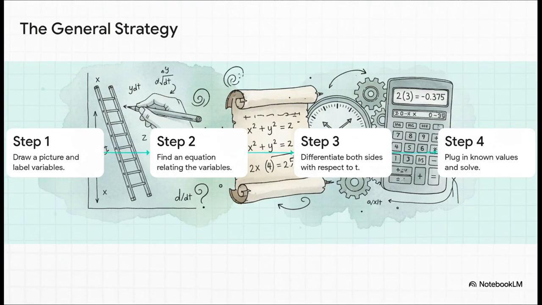First, draw a picture. I'm serious, don't ever skip this step. Label everything you know and what you're trying to find. Second, find an equation that connects all your variables. It's usually a geometry formula you already know. Third, you differentiate that whole equation with respect to time, t. And fourth, you just plug in all the numbers you have and solve for the one you don't. Let's see it in action.